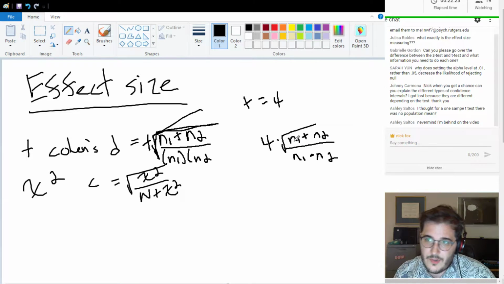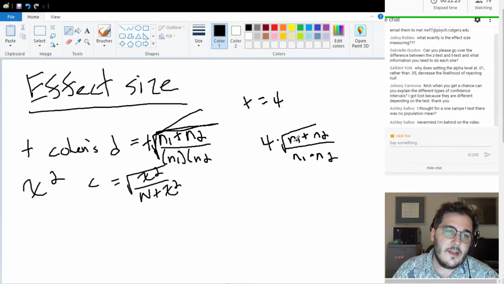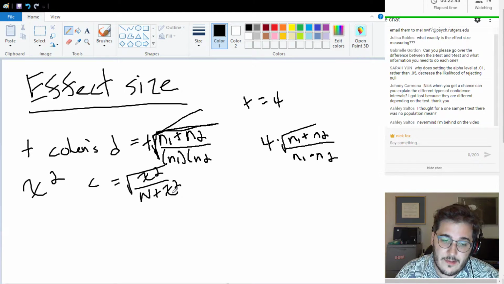But the question was, what is effect size? So remember that you only do effect size when you reject the null hypothesis, right? In rejecting the null hypothesis, you're saying we're fairly sure that the null hypothesis, which states that there's no effect or no difference, is not correct. So what you're saying in effect is that there is an effect.